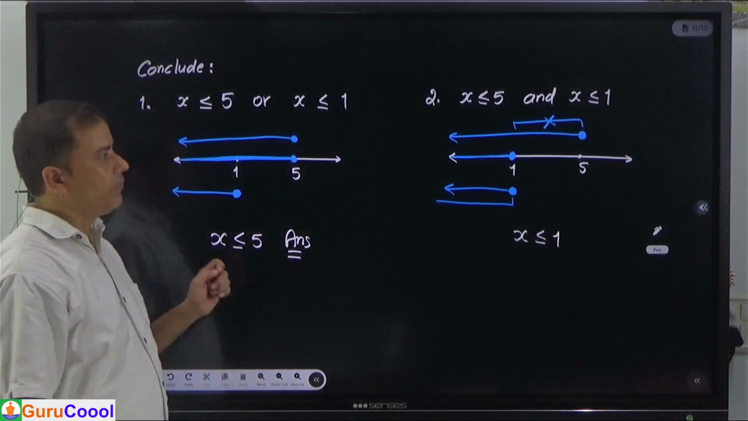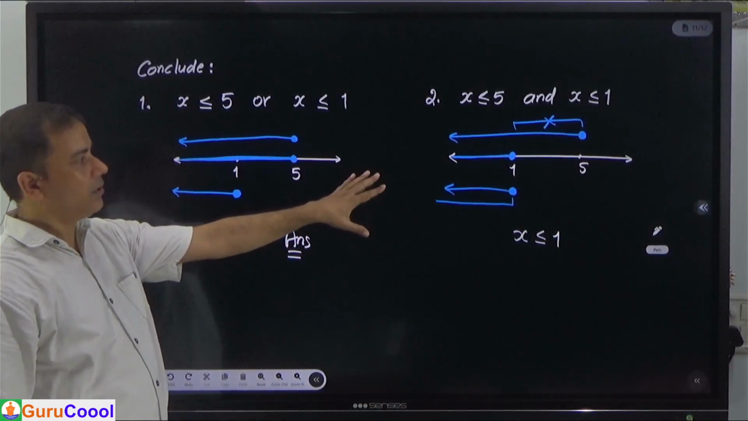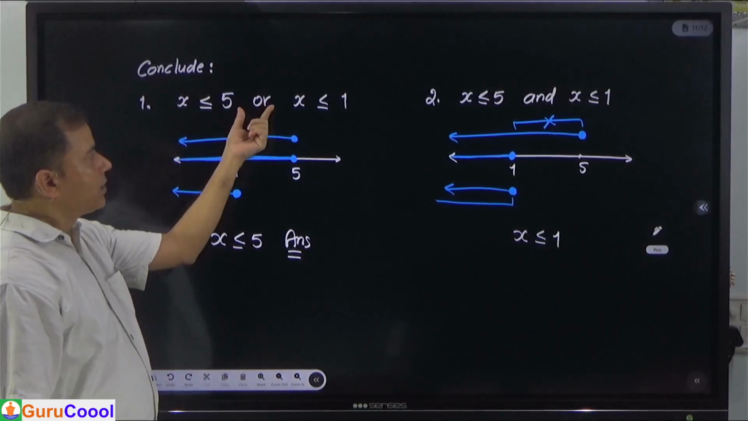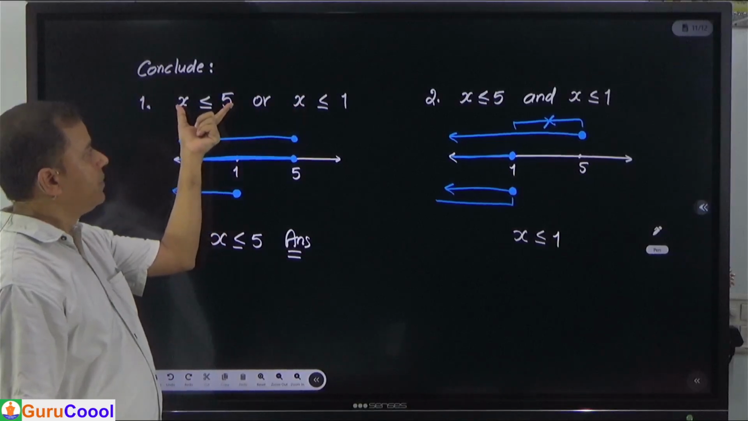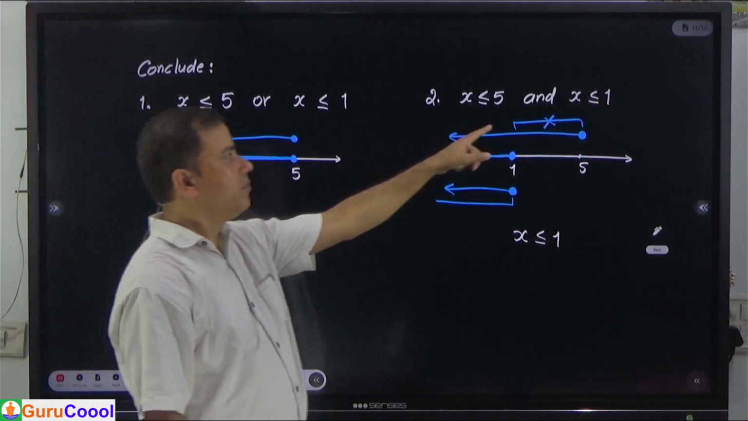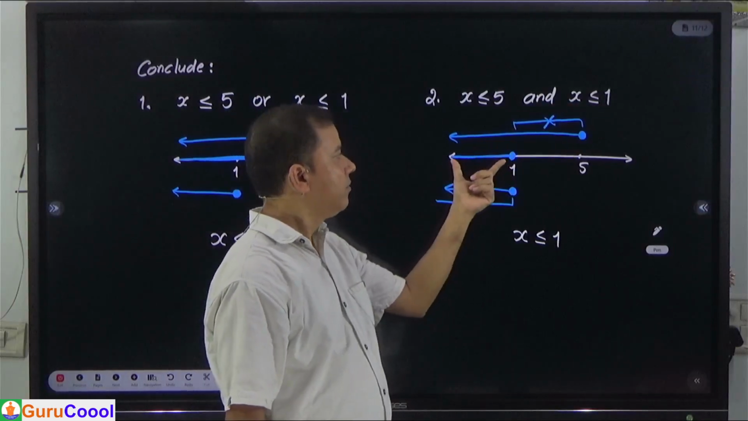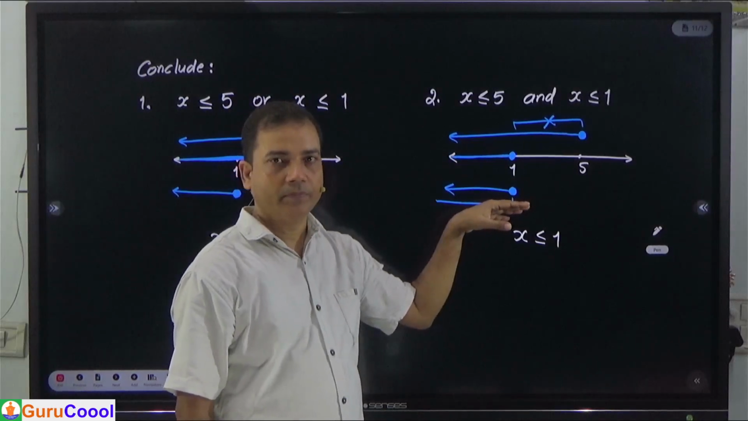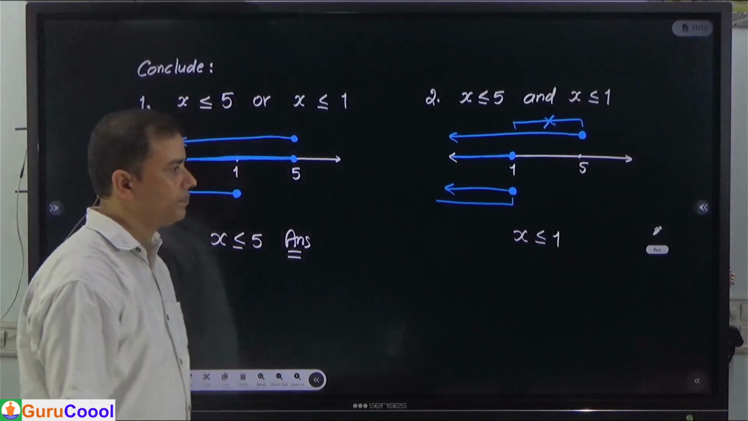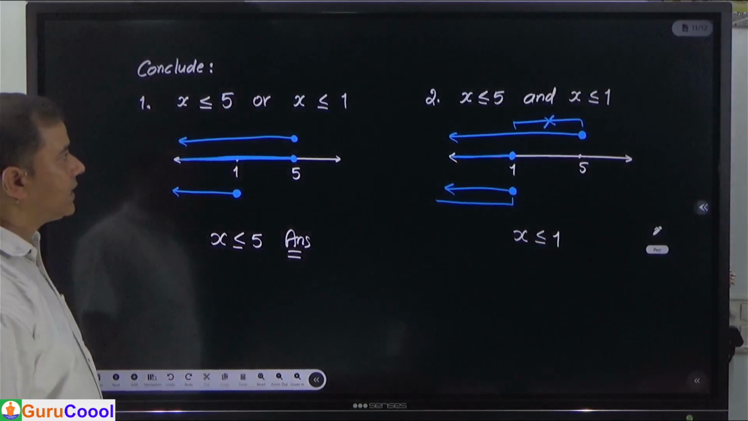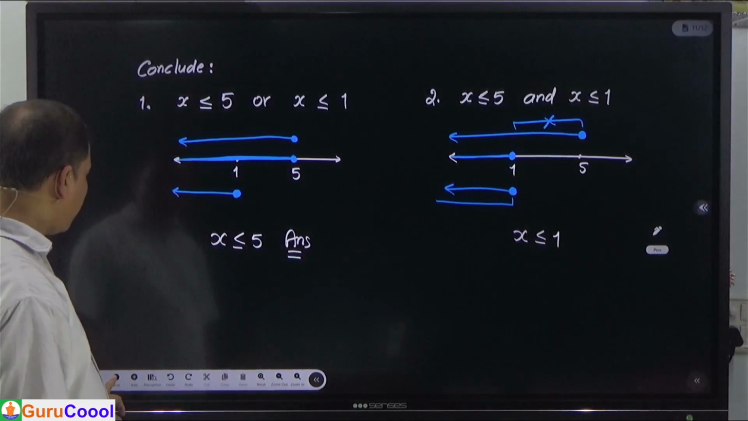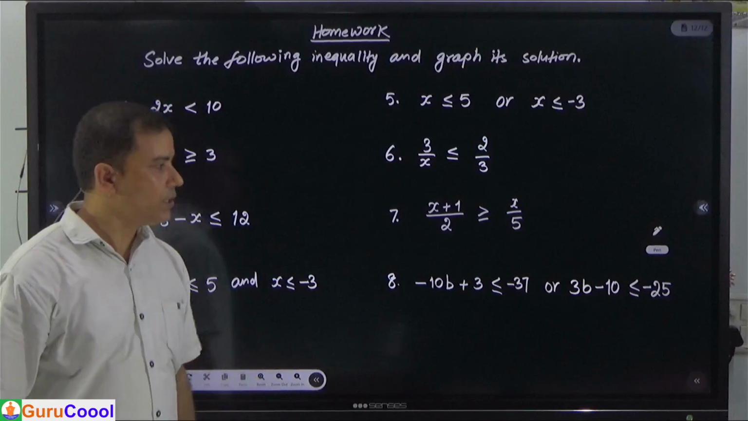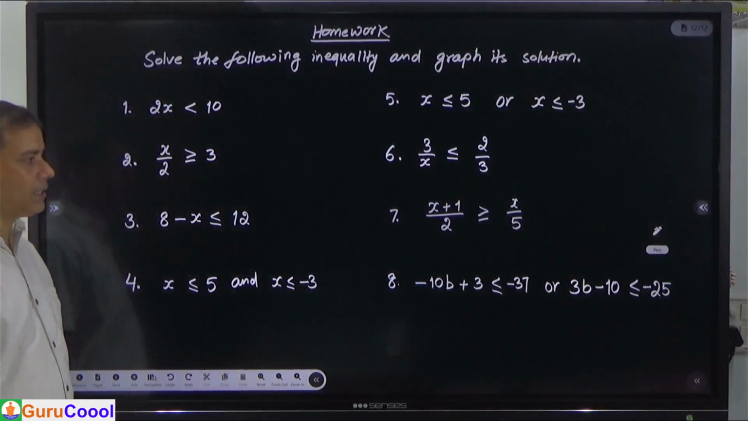Once again, I am repeating a few things because this is something many students remain confused about. When "or" comes, you should choose the bigger region. When "and" comes, you should choose the smaller region, because that smaller region is coming in both of them. That's it. And at last, I have some homework questions for you. Please take a screenshot so that you can solve and practice.